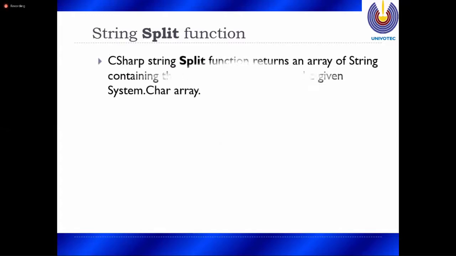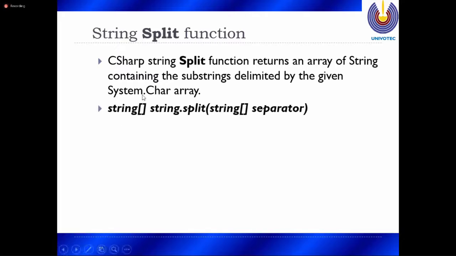Split function. The C# string Split function returns an array of strings containing the substrings, delimited by the given System.Char array. Then you can split one character, one by one character. That's a split string. This is the array we will study, I think, in the next chapter. String.Split with a string separator, you can separate this string character by character.